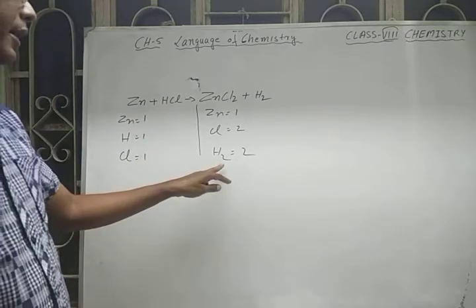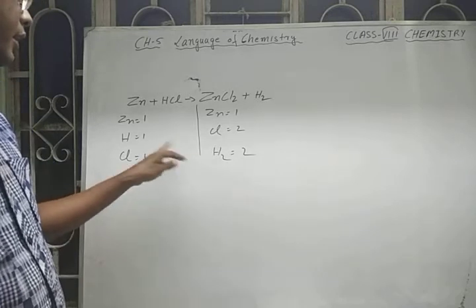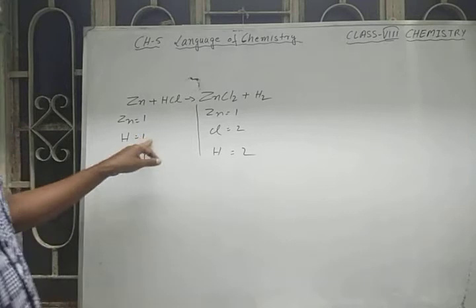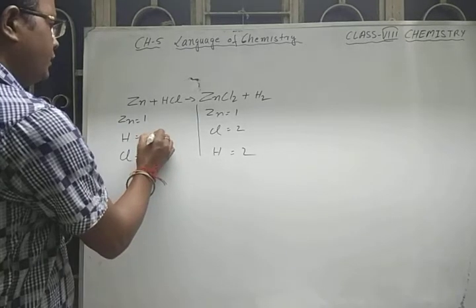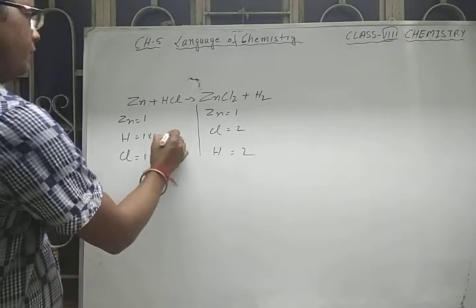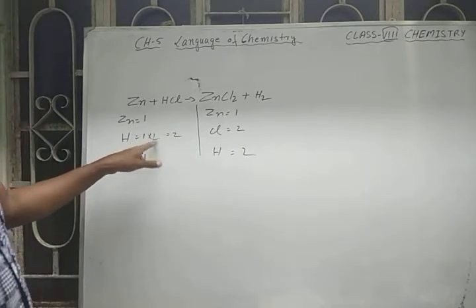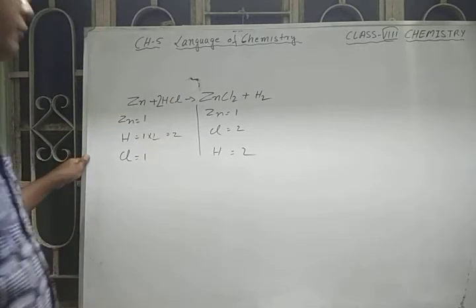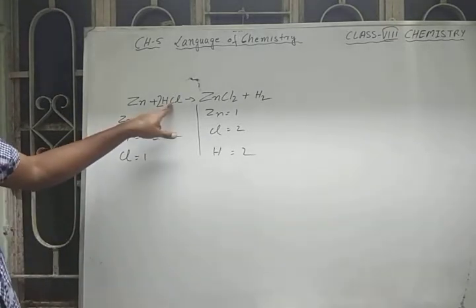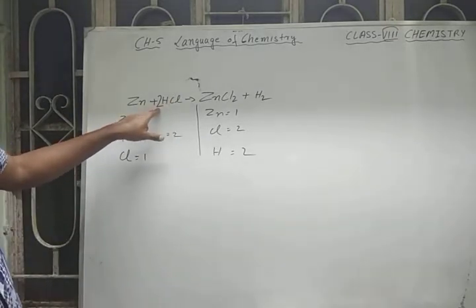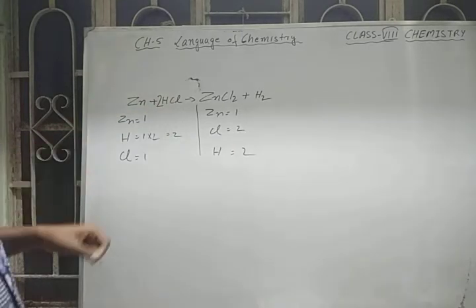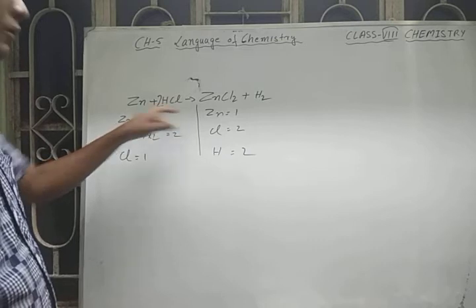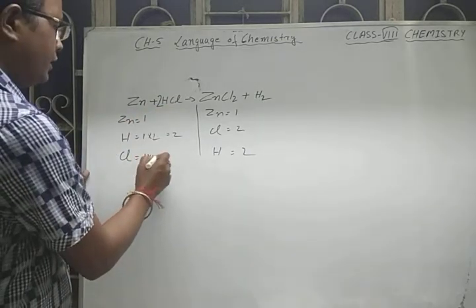So how many hydrogen atoms are there? Here 2 atoms, but here it is 1. That means you have to multiply it by 2. Since you have to multiply it by 2, you have to write this 2 at the front of the compound, not in between the elements. If you write 2 here, that means this 2 is for chlorine also. That means this chlorine will also get multiplied by 2.